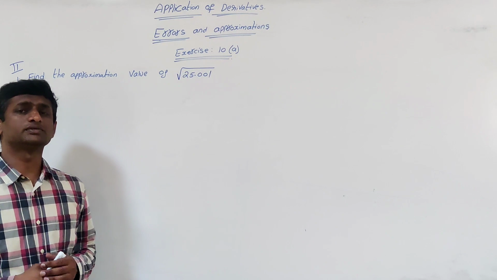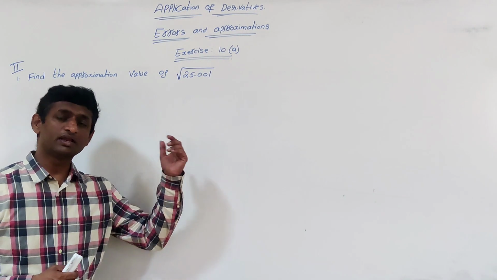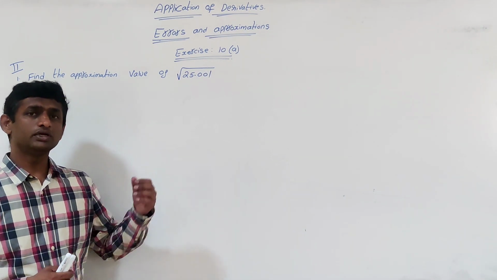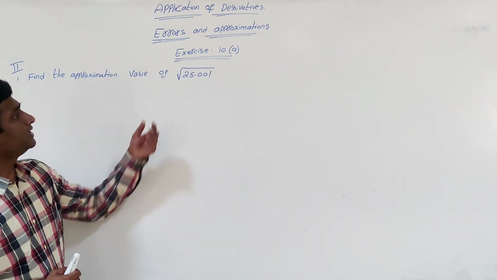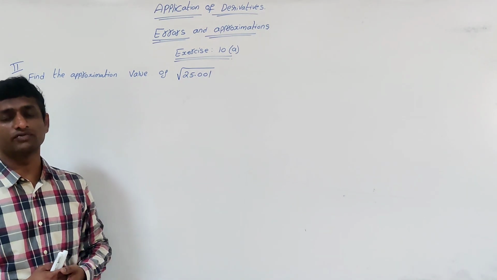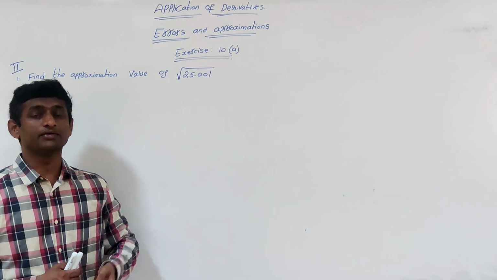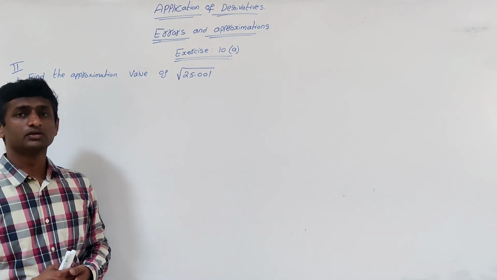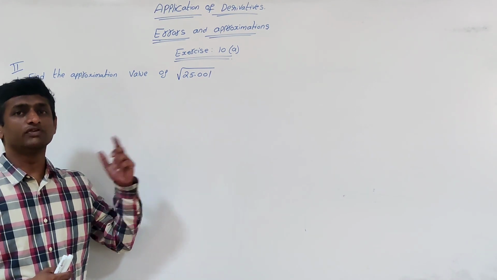So the next question is, find the approximate value of square root of 25.001. In the previous problem, it was square root of 82. Now here the same function, but the value is changed. It is very near to 25. We are well known with square root of 25, that is 5. Now if x is 25, then delta x will be 0.001 in order to get the value of 25.001.